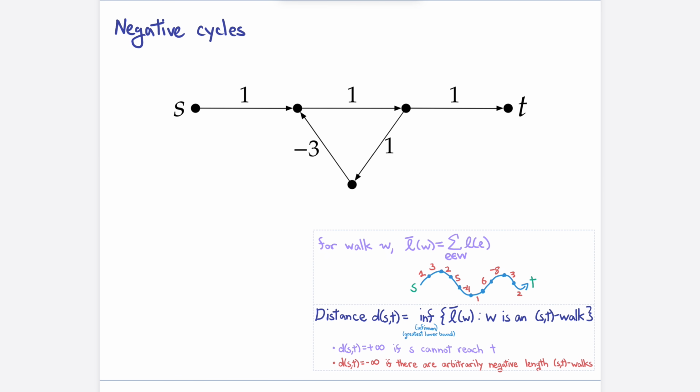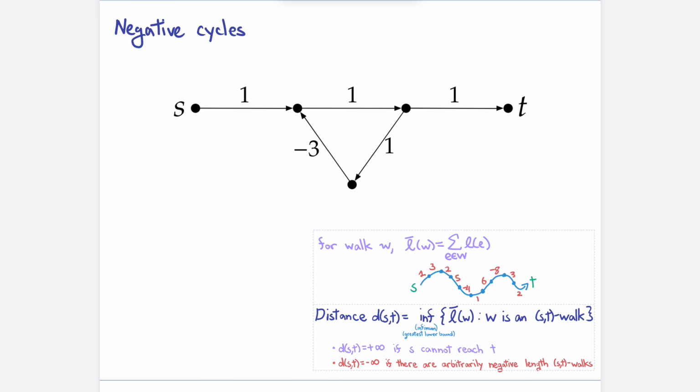This came up in the example a moment ago. If you're going from S to T here, you could just go straight across for distance 3 or something. But you can do one loop, and now you're down to 2. You can do 2 loops, you're down to 1. So each time you do a loop, it goes down by 1, and you can do this as many times as you want. So there's no lower bound. You can make it arbitrarily negative. So we call that negative infinity when there's no lower bound.